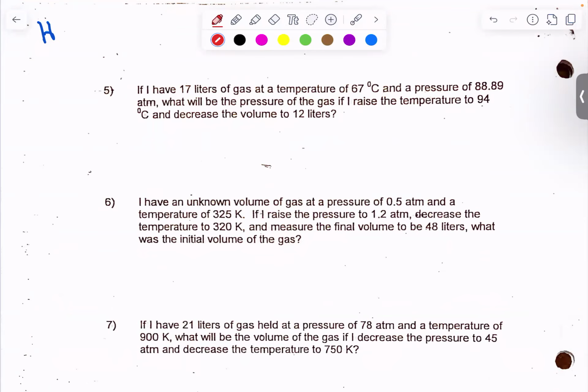If I have 17 liters of gas at a temperature of 67 degrees Celsius and a pressure of 88.89 atm, what will be the pressure of the gas if I raise the temperature to 94 degrees Celsius and decrease the volume to 12 liters? So we're solving for P2. And again, Somya, don't forget to write down the units alongside the number, right?